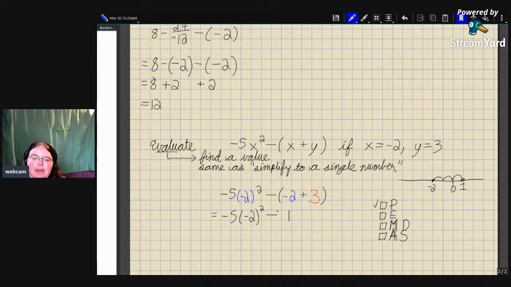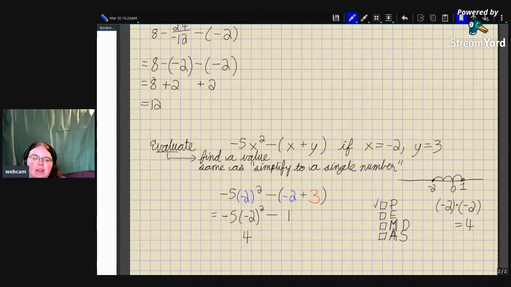Okay, so now exponents. This time we have an exponent. So let's see, -2 squared. What we're really doing is -2 times -2. Okay, so negative times negative is positive. 2 times 2 is 4. So we will have 4 instead of that -2 squared.